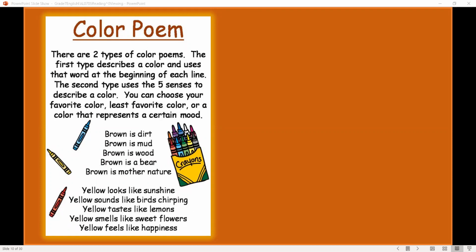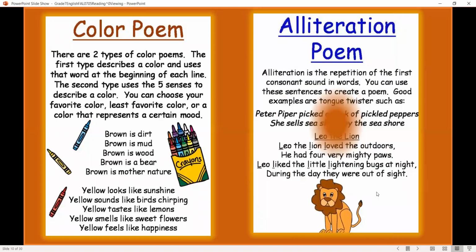Okay. Then there are a lot of different types of poems I think you're realizing today. Hey, alliteration, you do know that one because I think you guys love this one. So you're repeating the consonant in the words, okay? And you use them to create a poem, and it can be a bit of a tongue twister. Like Peter Piper picked a pack of pickled peppers. She sells seashells by the seashore, so you can get a little wrapped around.